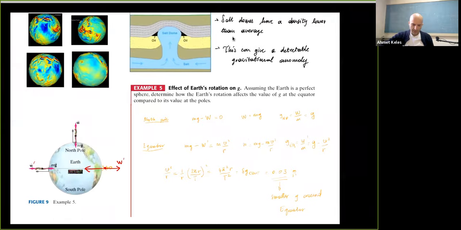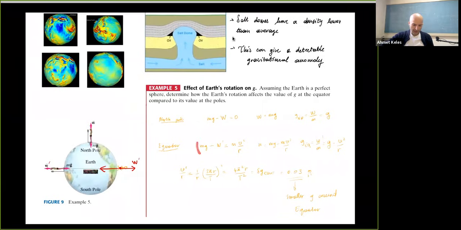So in this equation, there's mg down, W prime up, and their difference on this side should be equal to m times a, right? It's Newton's law. But for circular motion, m times a is mv squared over r. And I solve this equation for W prime like this.